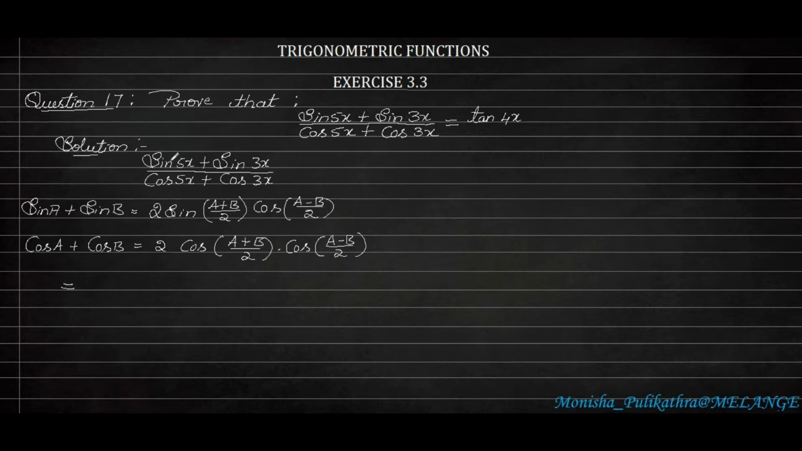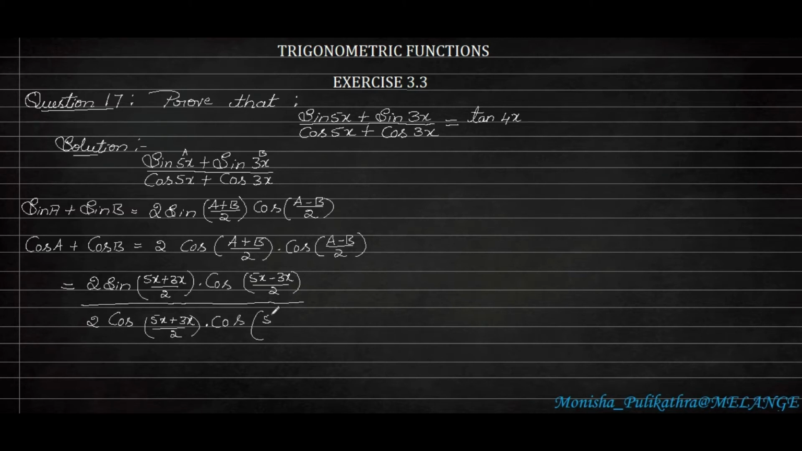Okay. So first one is sin A plus sin B. Here 5x will be A and 3x will be B. So the numerator will become 2 sin (5x plus 3x)/2 into cos (5x minus 3x)/2. So this is the numerator part. Next is the denominator. The denominator we have to rewrite in the form of the second formula. So it will become 2 cos (A plus B)/2 and again cos (A minus B)/2.